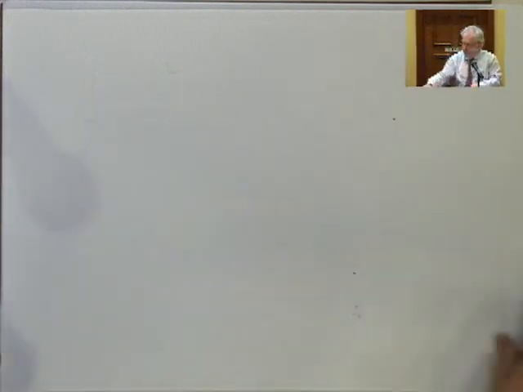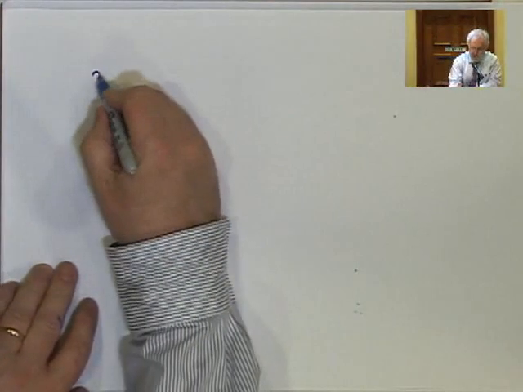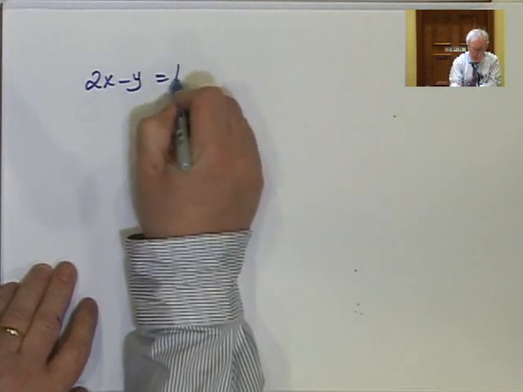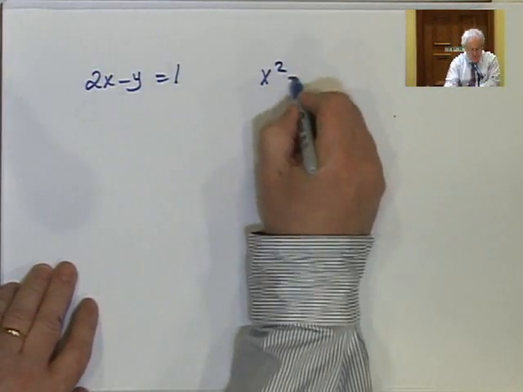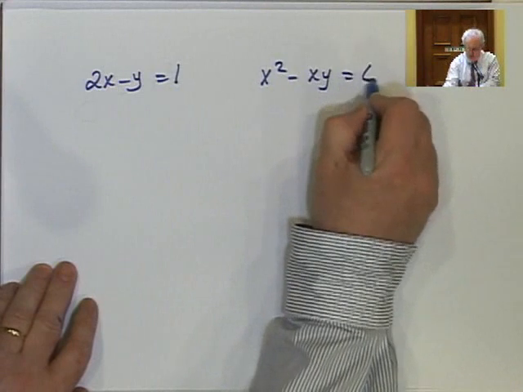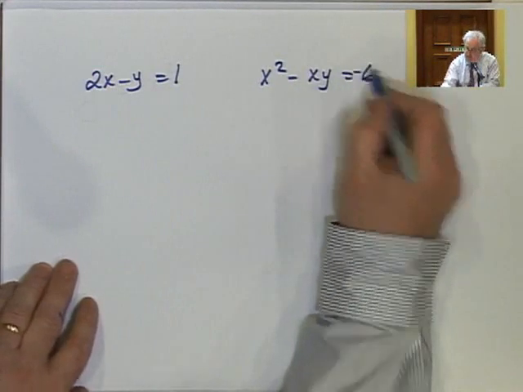The only other one they give us to do is they say, what would happen if one of the equations was linear and the other one wasn't? So they might say, solve for the following. 2x minus y is 1, and x squared minus xy is 6. Sorry, minus 6.